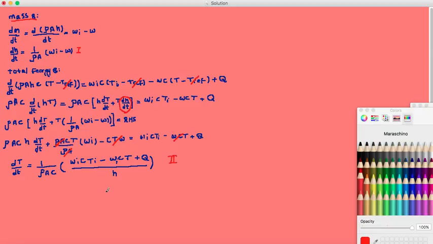Equation number 1 that we have is linear, but equation number 2 is non-linear because we have a multiplication of two variables. In order to do the further solution, we need to linearize this system, which we will discuss in the next lecture. But before that, let's see the degree of freedom of the system.